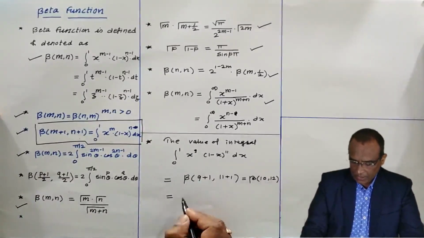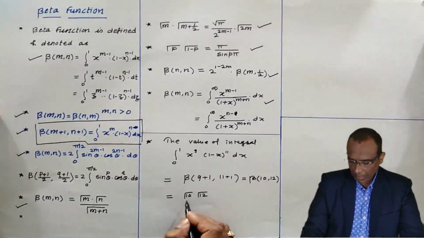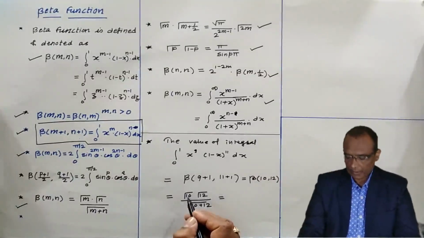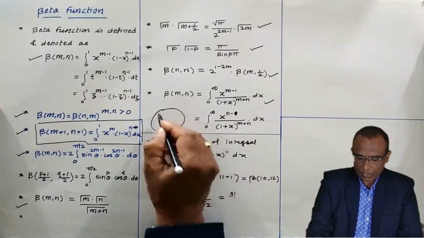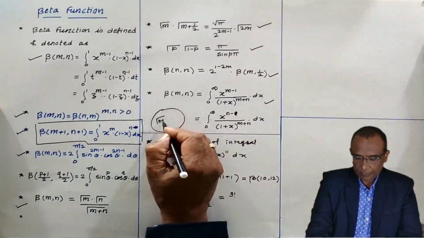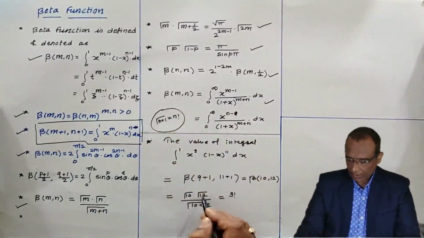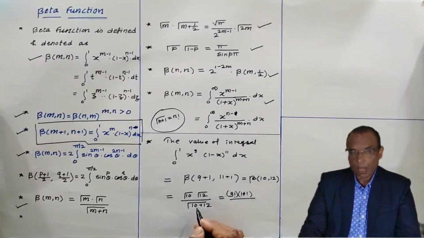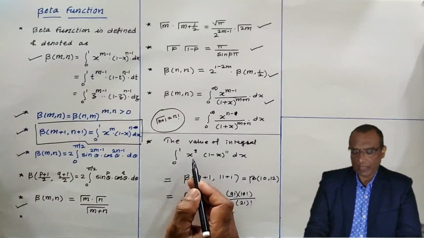Beta(m, n) is gamma m times gamma n by gamma (m plus n). And this can be written as: gamma 10 is factorial 9. Here in the gamma function we have seen gamma (n plus 1) is factorial n. The gamma 10 is factorial 9, gamma 12 is factorial 11, I am making brackets in this way. And this is gamma 22, which is factorial 21. The value of this integral we have calculated.